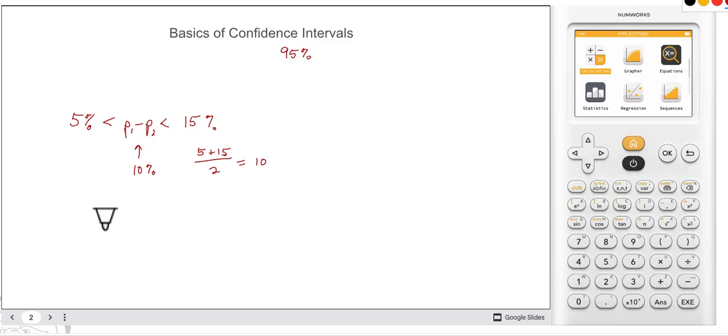When we have this set up, the margin of error is the distance from the point estimate in the middle to each of the boundaries. The margin of error is a plus or minus, right? So over here, if we add 5, 10 plus 5 is 15. Over here, if we subtract 5, 10 minus 5 is 5. So our margin of error is going to be 5% here.